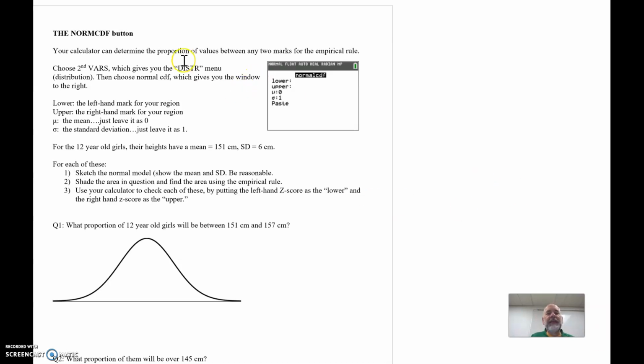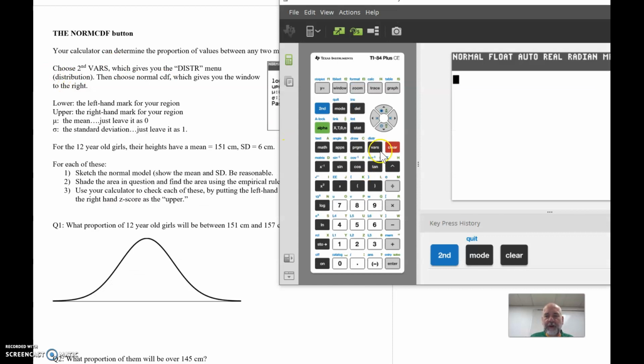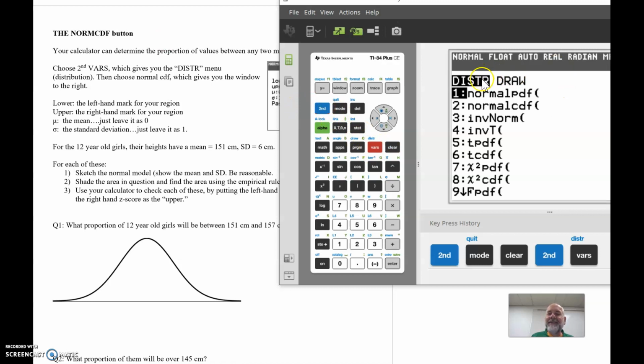Okay, so your calculator can determine the proportion of values between any two marks for the empirical rule. Any of the 68, 95, 99.7, any of those marks, it can do it for you. So you choose second and then the vars button. You can see vars right here. So second vars. And when you do that, you get distribution, because you can see it in blue right here, DISTR. That stands for distributions. And these are all different statistical distributions. Then choose normal CDF. And this is important. Don't choose PDF, choose CDF.